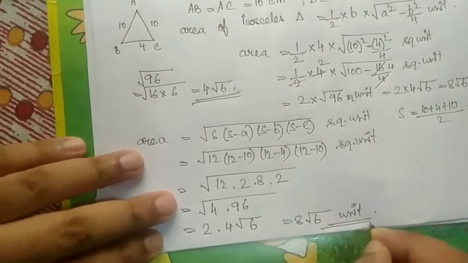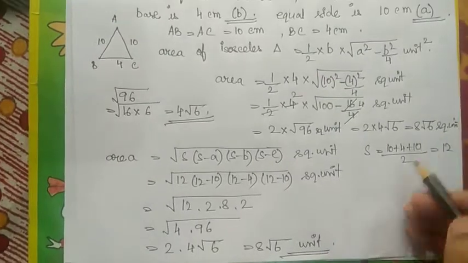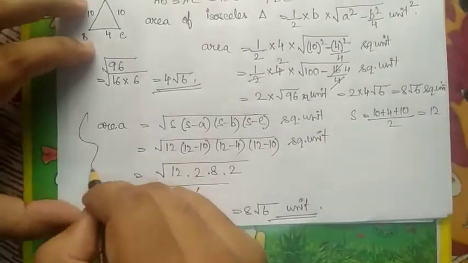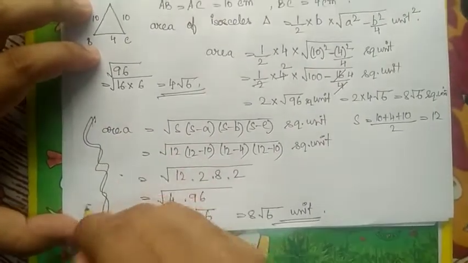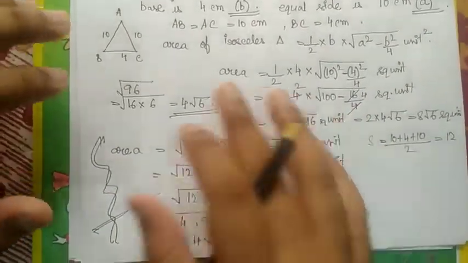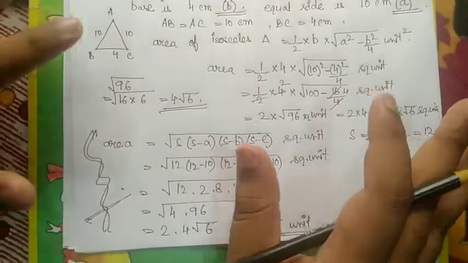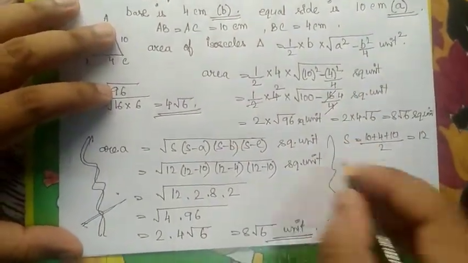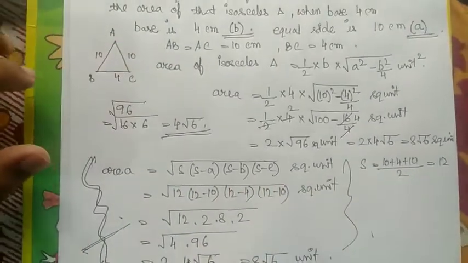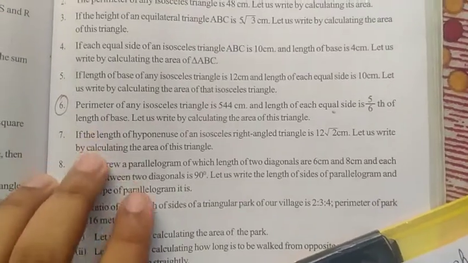For these two procedures the answer will be the same, 8 root 6 and 8 root 6, but my preference is always to use this kind of formation, because this is very important, not only for isosceles triangles, also for any triangle. So better you use this formation, Heron's formula, root over s into s minus a into s minus b into s minus c. This is very important.